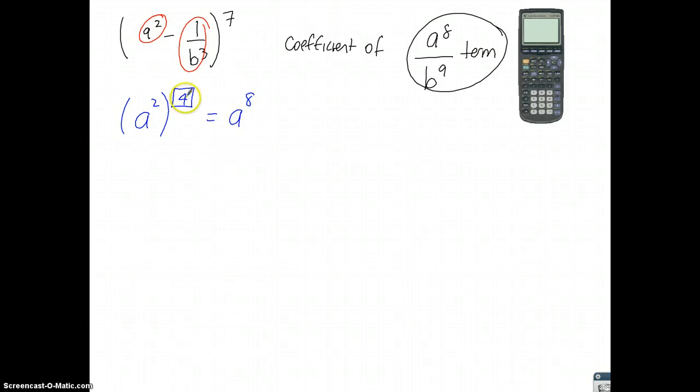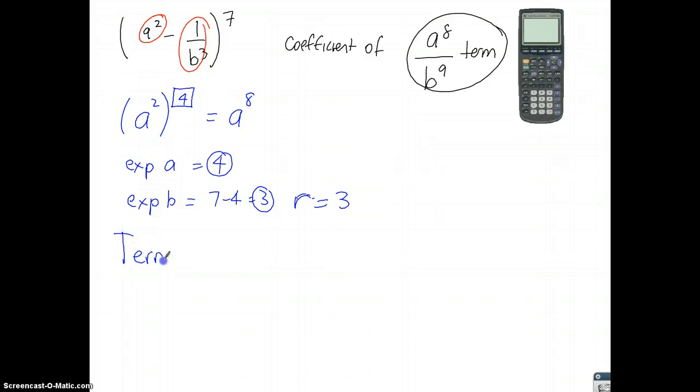Well, if the exponent of the a term is 4, what is the exponent of the b term? The exponent of the b term has to be, of course, 7 minus 4, 3, because we know the two exponents always have to add up to 7. Now this is our r value, isn't it? So straight away we have r is equal to 3. So what term do we want? Of course we want r plus 1. So we want the 4th term.